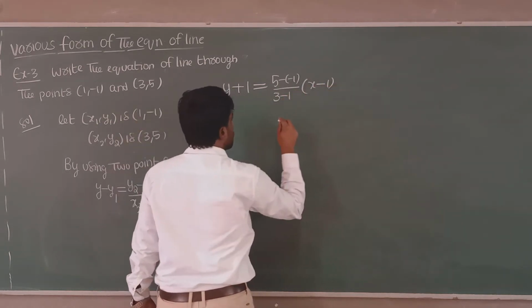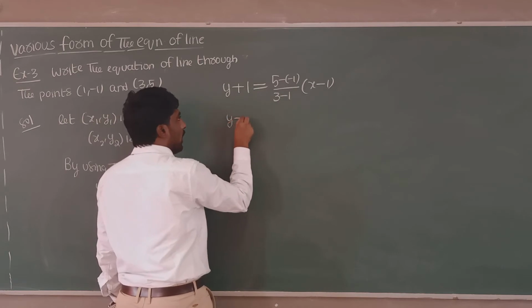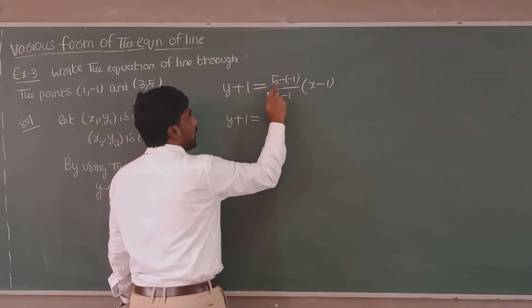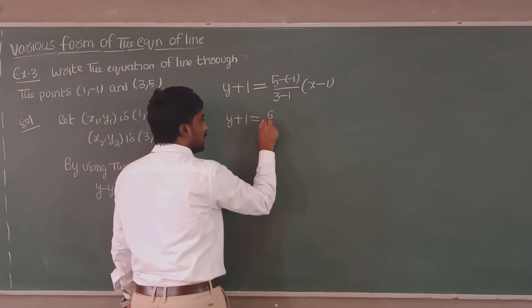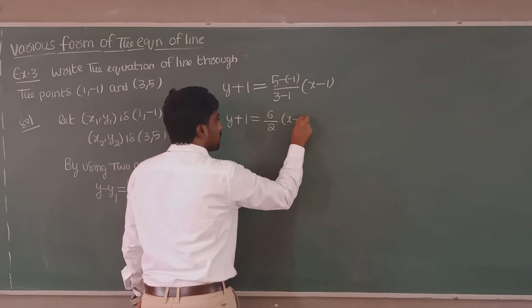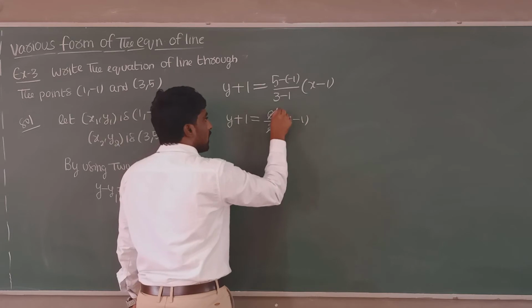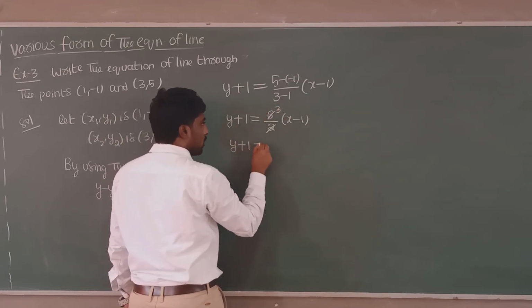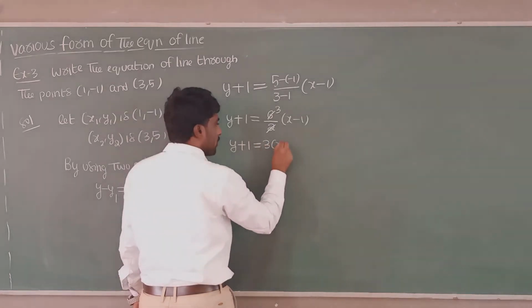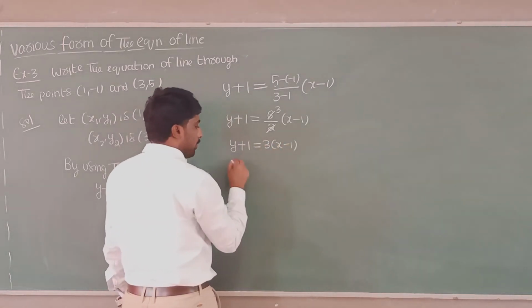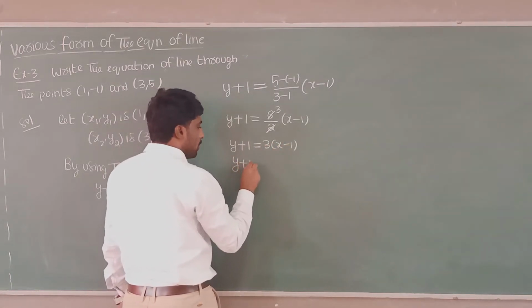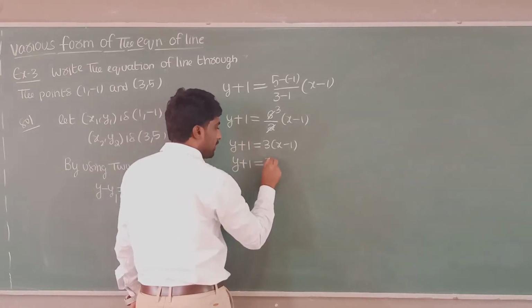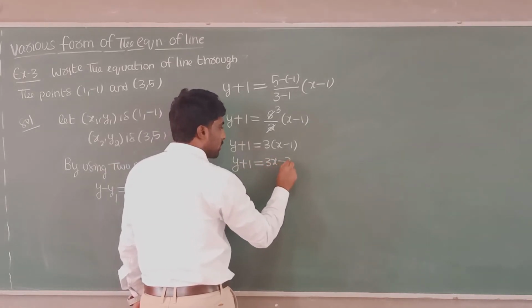So I will get minus 1, so this one is y plus 1. So 5 plus 1, what will I get? 6 by 3 minus 1 is 2, into x minus 1. So 2 ones are 2, 2 threes are 6. Okay, what will I get here? y plus 1 equal to 3 times x minus 1. So if I simplify this, y plus 1 equal to, if I multiply, 3x minus 3.